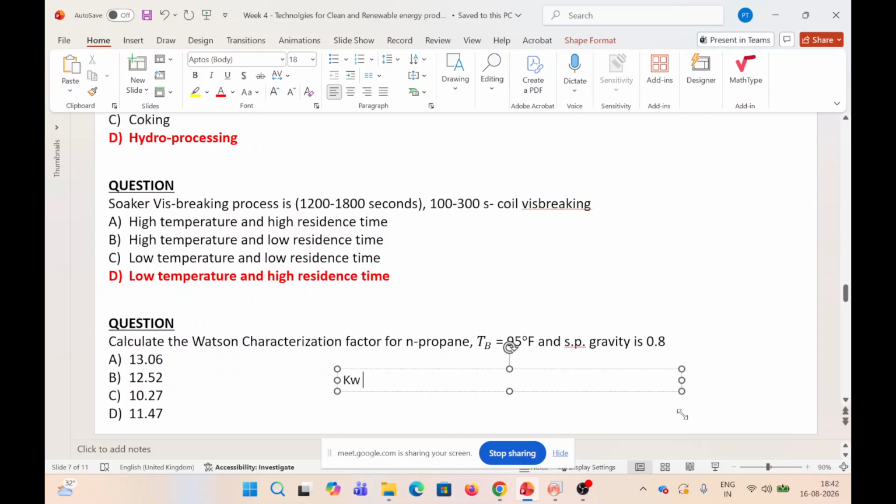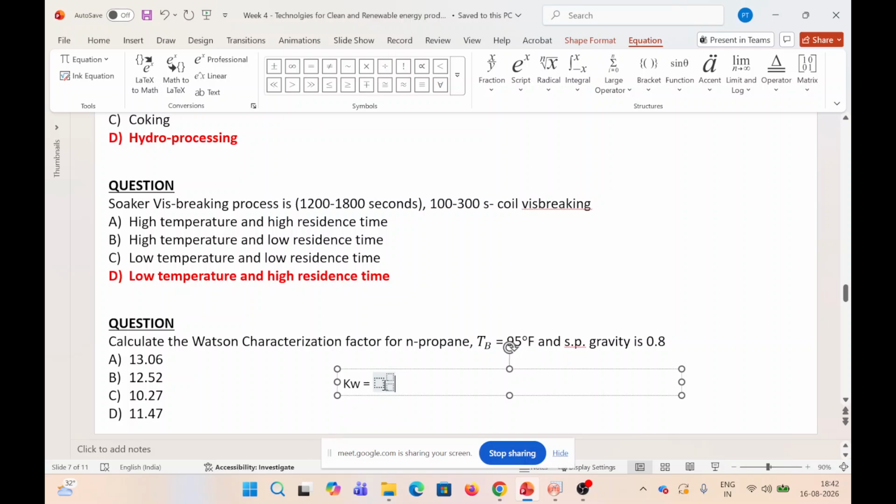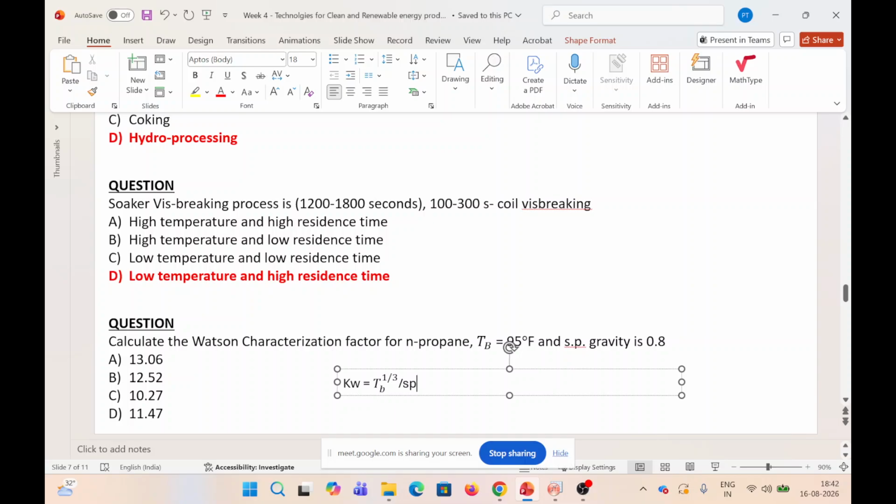So Kw, that is the Watson characterization factor, is nothing but TB, let me write it properly so that it will be easier, to the power one by three, the entire thing divided by specific gravity. So now calculate and let me know the Watson characterization factor value.